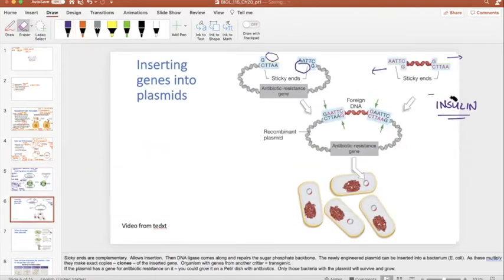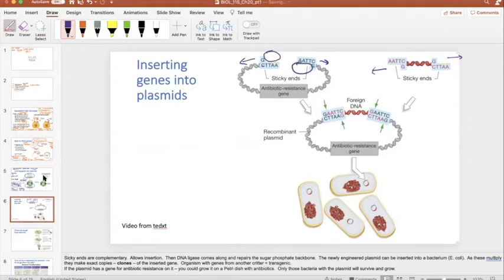So let's look at it on this diagram here. Okay. So here, what we see is that our EcoR1 has made its cuts, and these cuts have been pulled apart on this plasmid, leaving open a region here and here available to complementary base pairing.